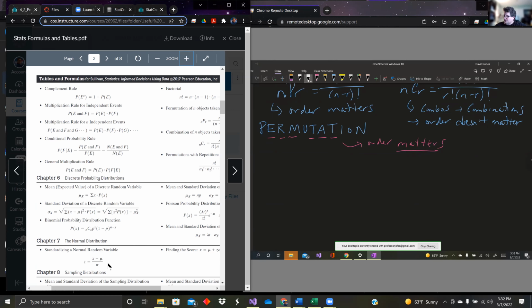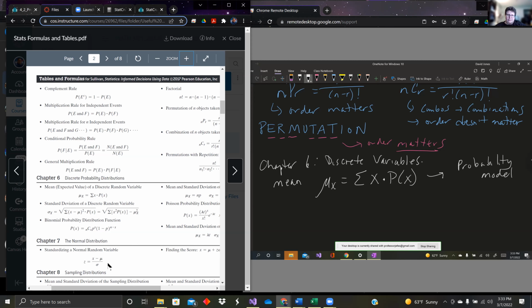Chapter 6, we did our discrete variables. And just the general mean was the sum of x times P of x. This is what we did when we were doing probability models. And to verify those probability models, don't forget they had to be between 0 and 1, and they had to add to 1 for probability models.